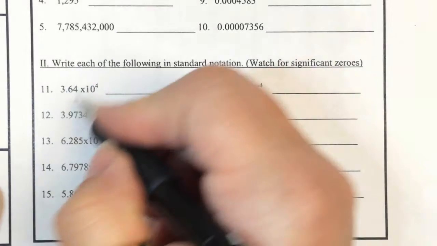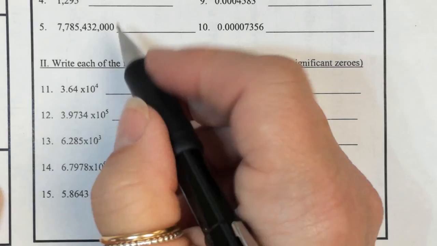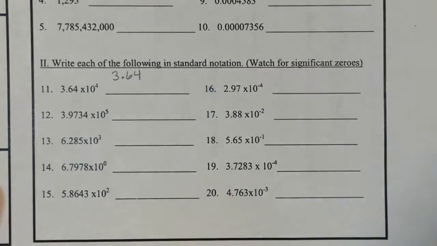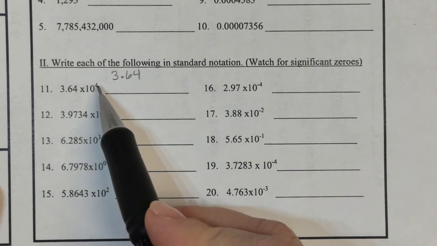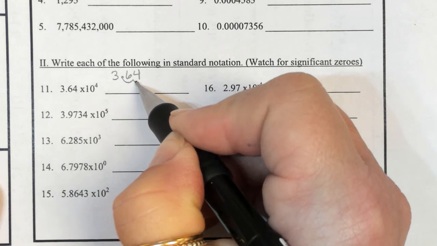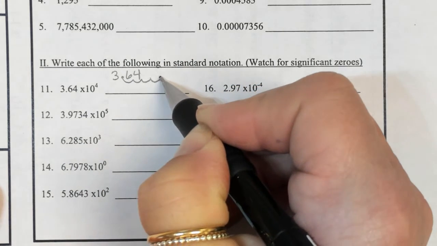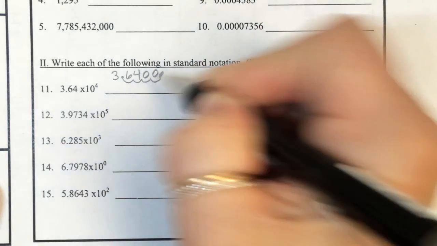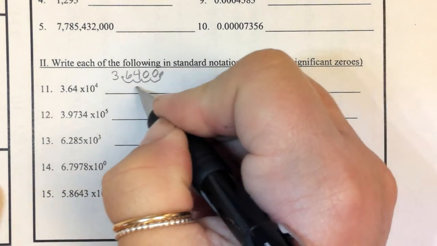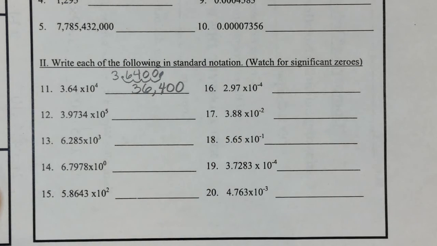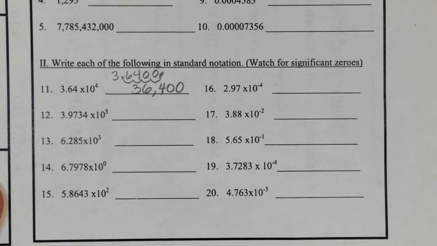So in this case, I'm going to move my decimal 4 times. So if I start with 3.64 and I have to move it 4 times, it's positive, so I'm going to make this bigger. So I'm going to the right. 1, 2, 3, 4. And that leaves me with some empty spaces. I have to fill those in with zeros. Okay, so this actual number in standard form is 36,400. So you have to move your decimal, and then if you have to add zeros, you have to add zeros.